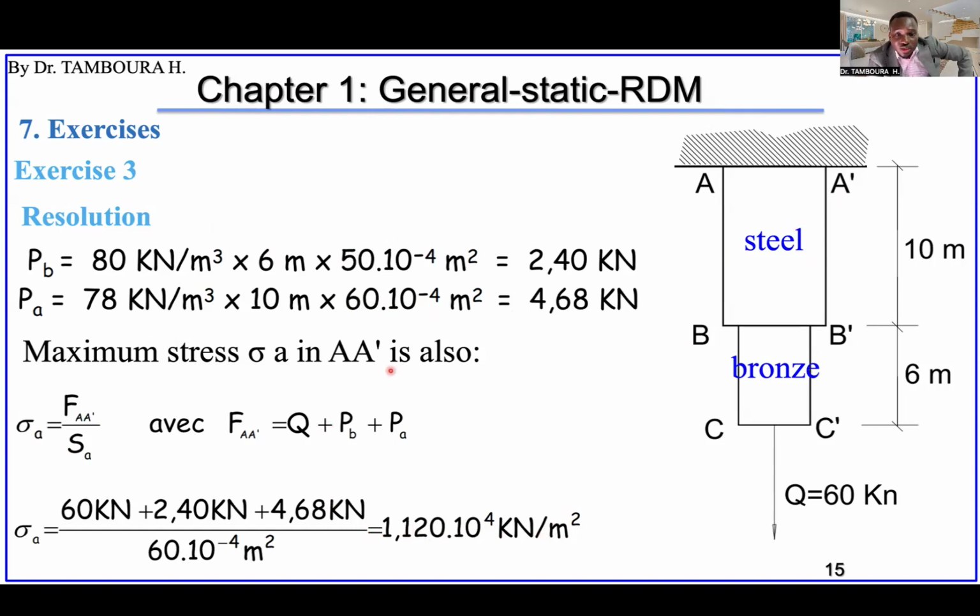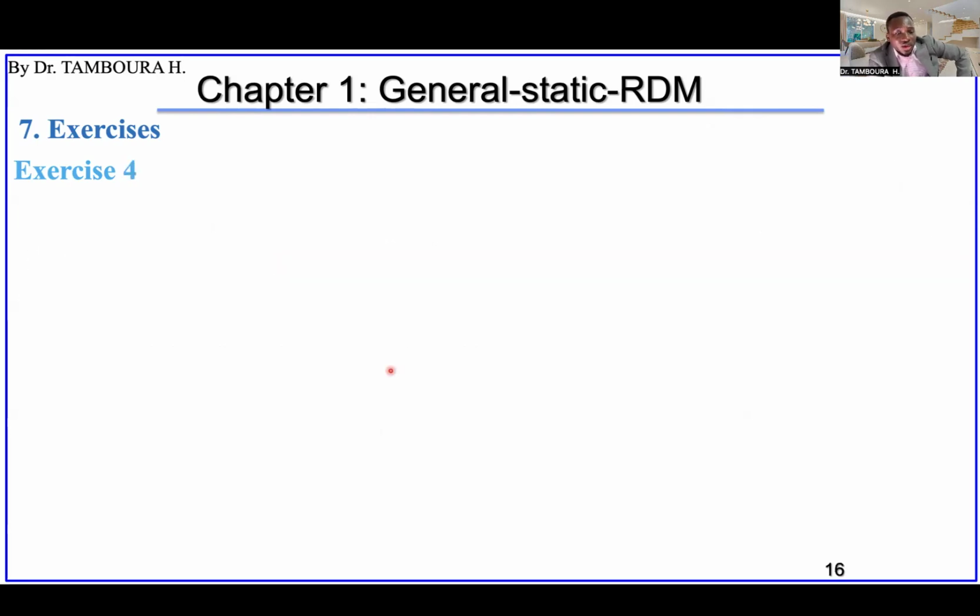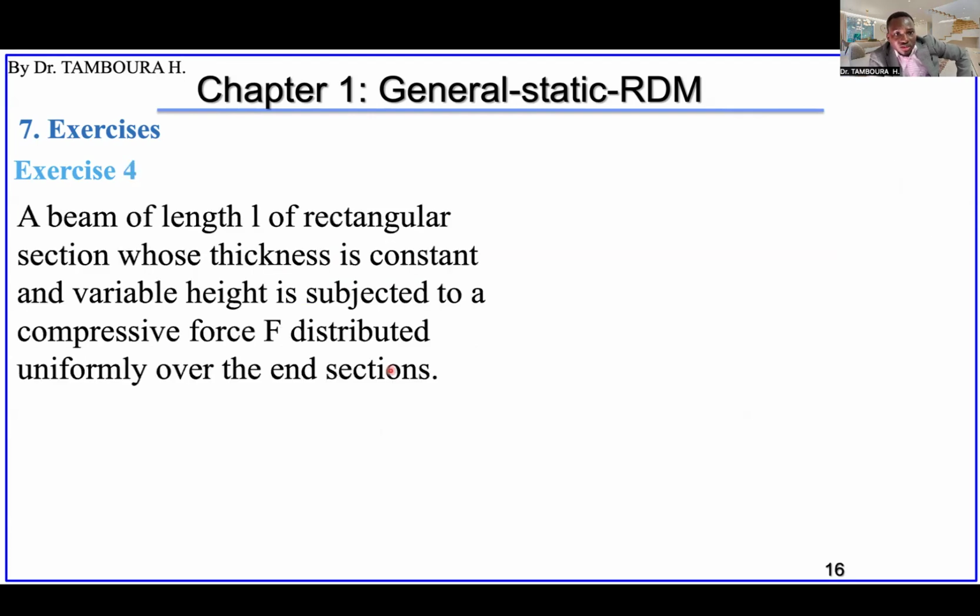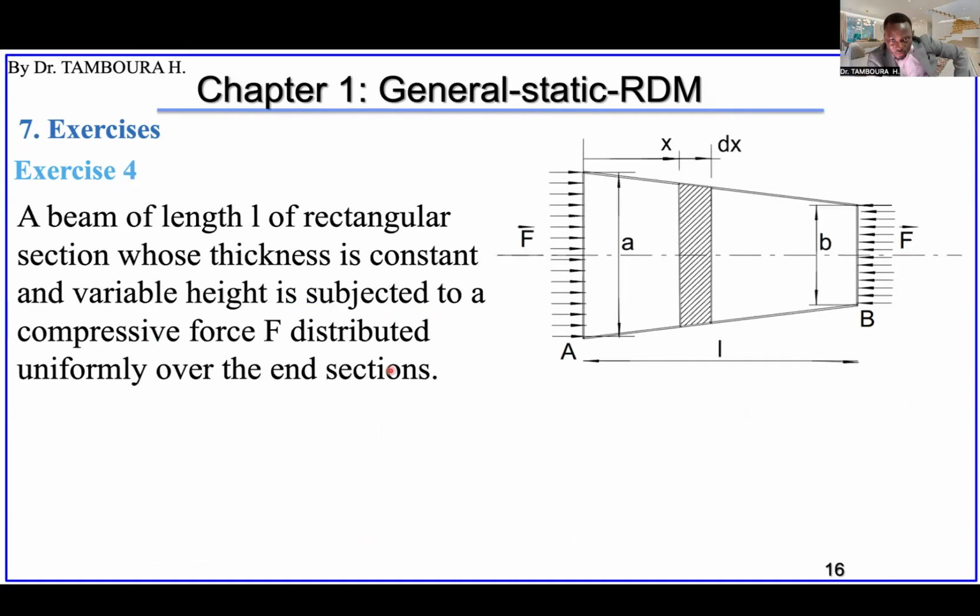This is the end of exercise number 3, and let's go to exercise number 4. This time we consider a beam that is loaded by this uniform force F, on this side and this side. And the geometry of this beam is such that the thickness is constant.